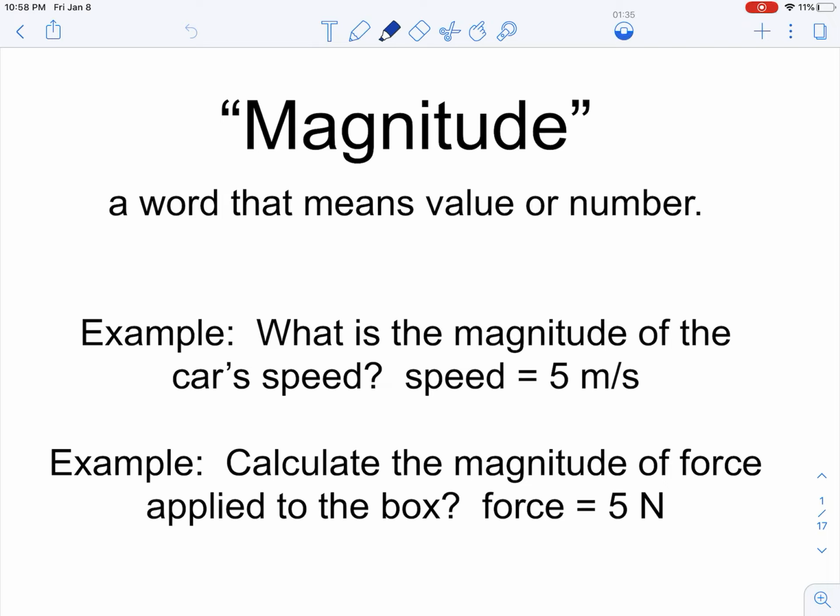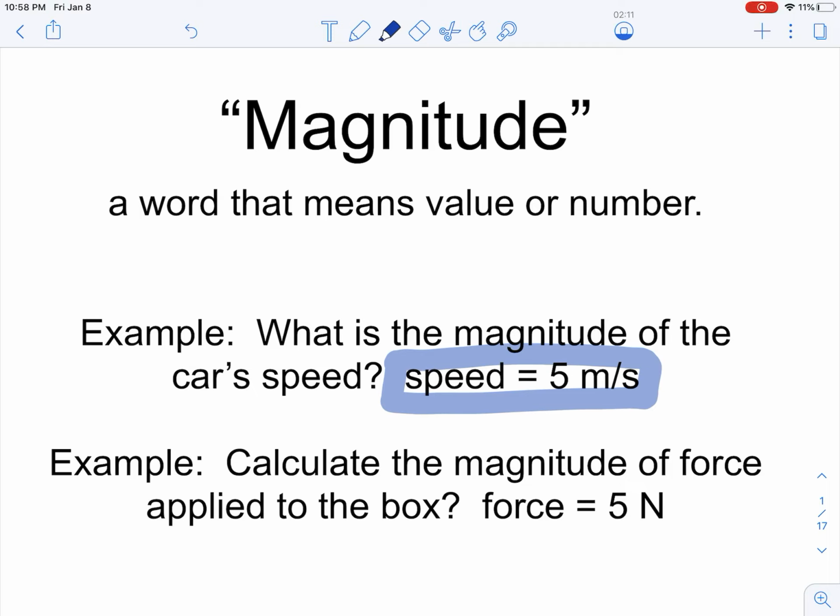So, in the example below, what is the magnitude of the car's speed? Notice that my answer says the speed is 5 meters per second, not the magnitude is, because we're calculating the magnitude, but the word magnitude is not my unknown variable. Speed is what I'm really asking you for. Okay, I could have just said, what is the car's speed? And it would have been the same question. So the word magnitude is not the variable that I'm looking for.